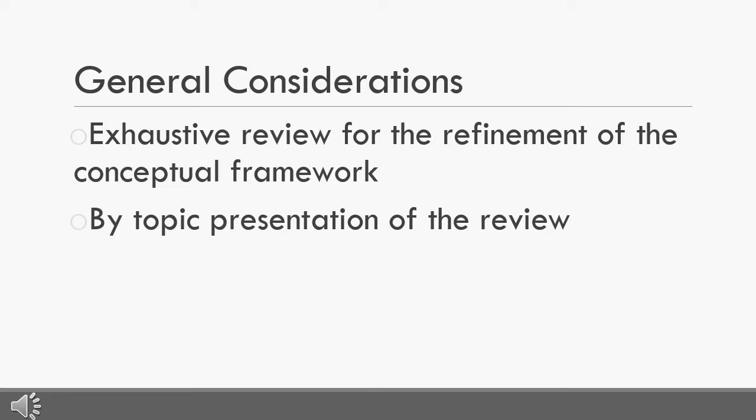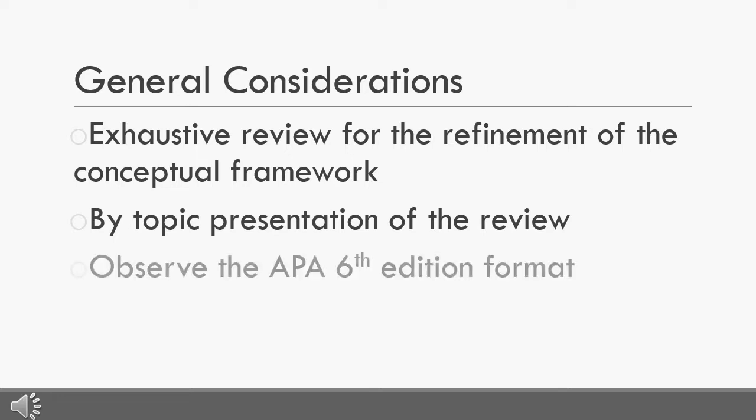Please be reminded to observe the APA 6th edition format, particularly in the citation and referencing. I'll prepare another recording to cover examples about using the APA 6th edition format. Lastly, please include recent literature. The most ideal is to incorporate literature published within the past 5 years.